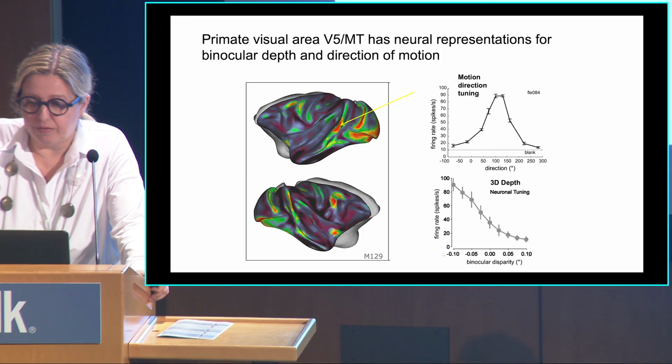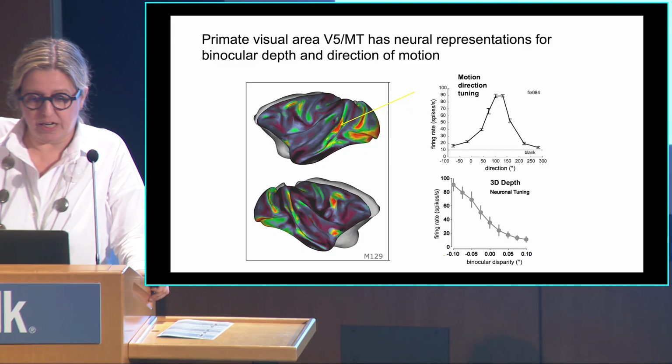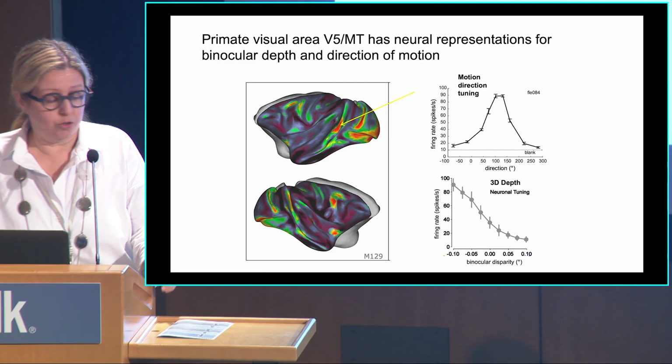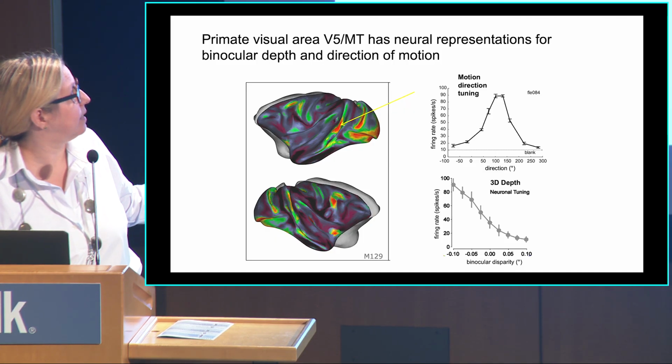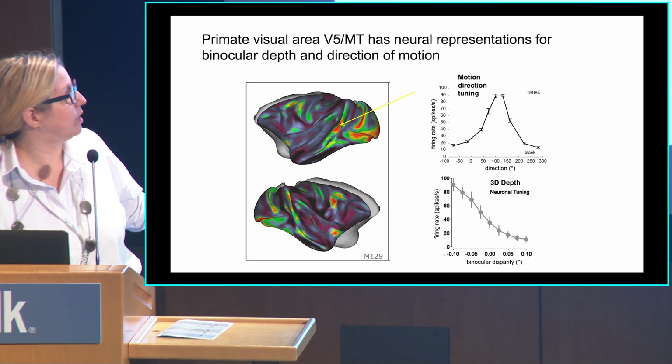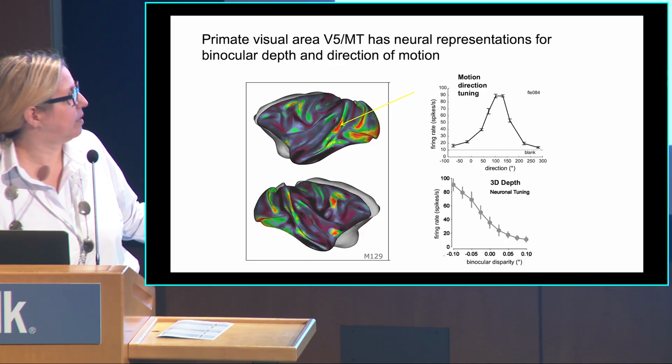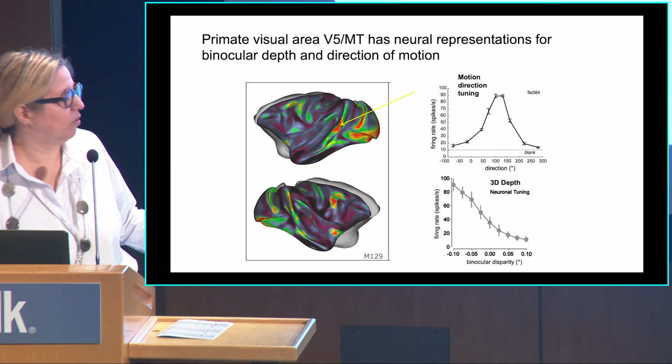Neurons in the area V5MT have a neural representation for binocular depth and direction of motion. Here is a slightly unfolded macaque brain. Here's the STS. It's a highly myelinated area, V5MT, and neurons are tuned exquisitely to direction of motion, about 80 to 90%, and then two thirds of them also to 3D depth, mostly near or far.